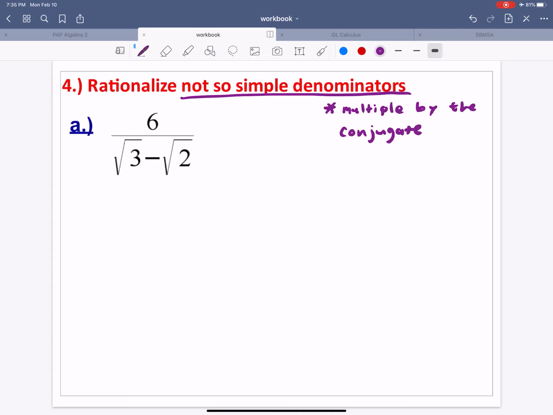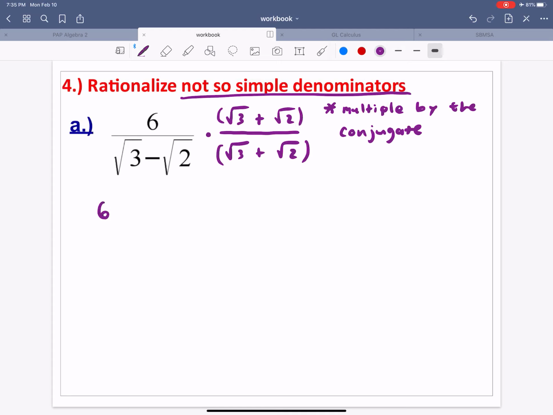Now, what is a conjugate? Well, a conjugate is you take that same denominator and you write it out almost identical to how you see it with one small change. You take the sign in the middle and you make it the opposite. So the conjugate of the square root of 3 minus square root of 2 is square root of 3 plus square root of 2. Remember, whatever you multiply on the top, you have to also multiply on the bottom. Okay? So we'll do our distributive property here again.